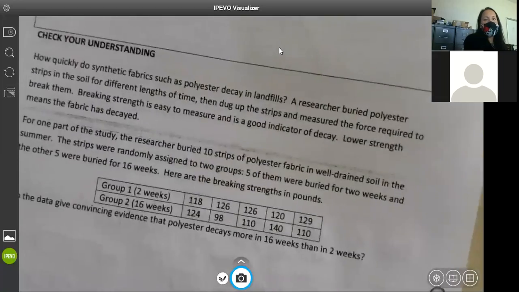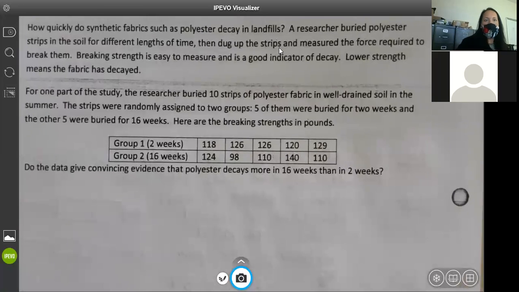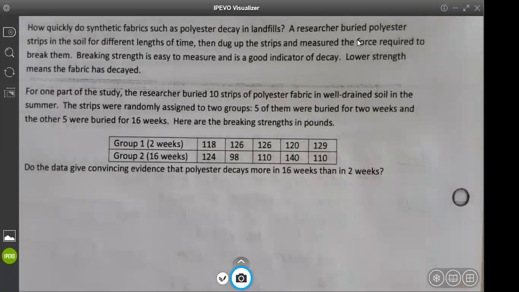For one part of the study, the researcher buried 10 strips of polyester fabric in well-drained soil in the summer. The strips were randomly assigned to 2 groups. 5 of them were buried for 2 weeks and the other 5 were buried for 16 weeks. Here are the breaking strengths in pounds. Do the data give convincing evidence that polyester decays more in 16 weeks than in 2 weeks?